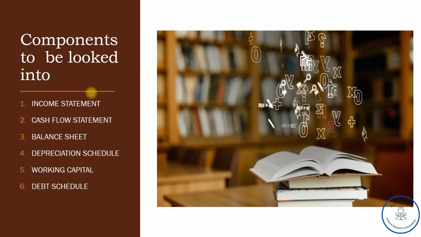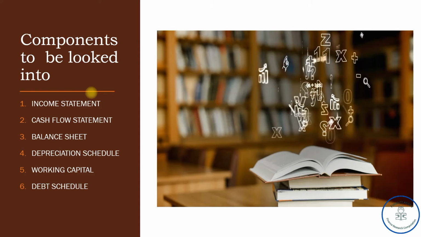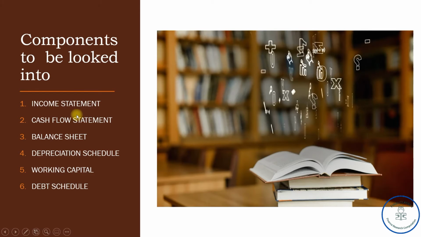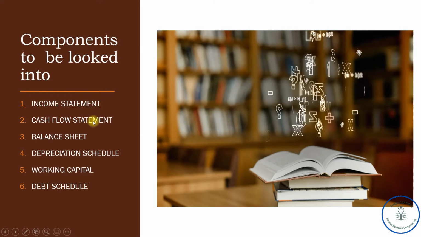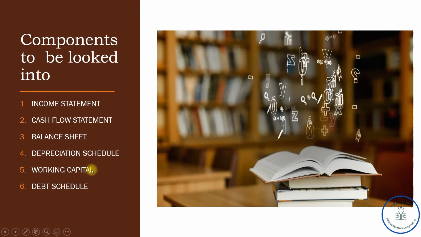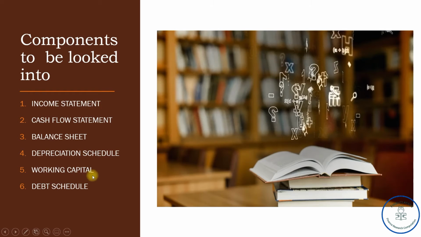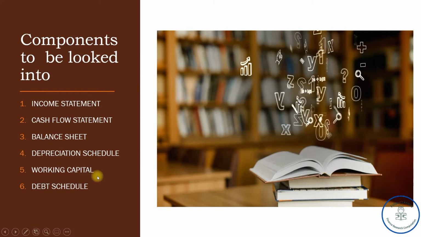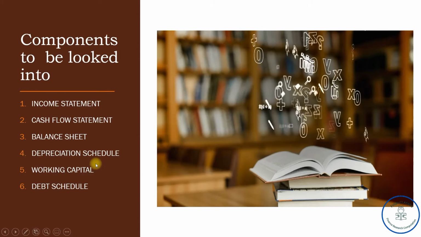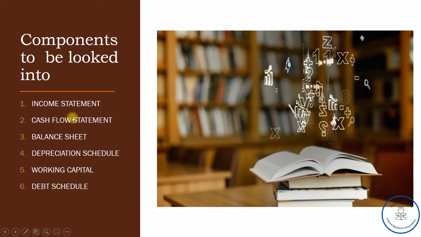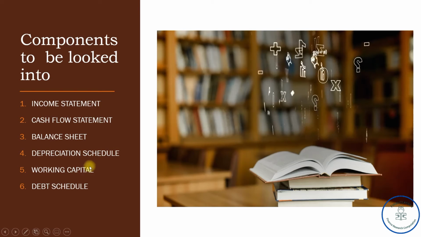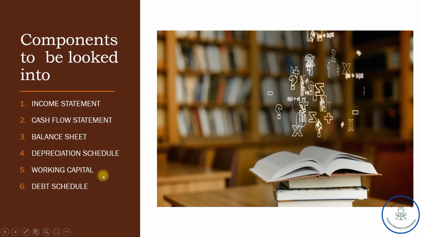Now, getting to know the key components is very important. These 6 components have to be looked into: the income statement, the cash flow statement, balance sheet, depreciation schedule, working capital, and debt schedule. So these are the things that we have to build with the help of the financial models, with the existing information available in the annual report. The income statement, the cash flow statement, and the balance sheet are the significant ones. The other 3 will play a supporting role, in the sense of how the variables get affected.